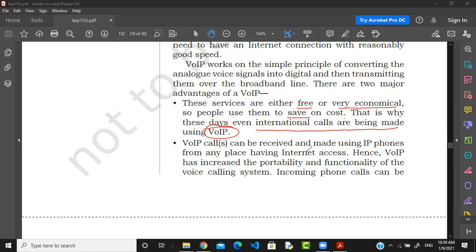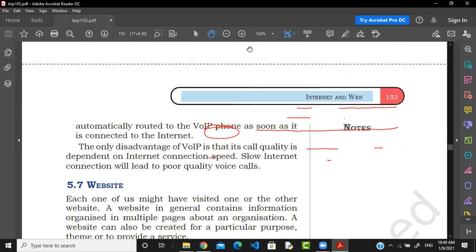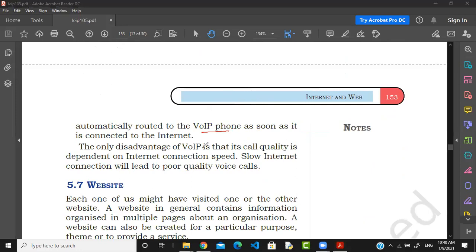VoIP calls can be received and made using IP phones also from any place having internet access. So hence VoIP has increased in popularity and functionality these days for the voice calling system. Incoming phone calls can be automatically routed to a VoIP phone as soon as it is connected to the internet. There is one disadvantage also.